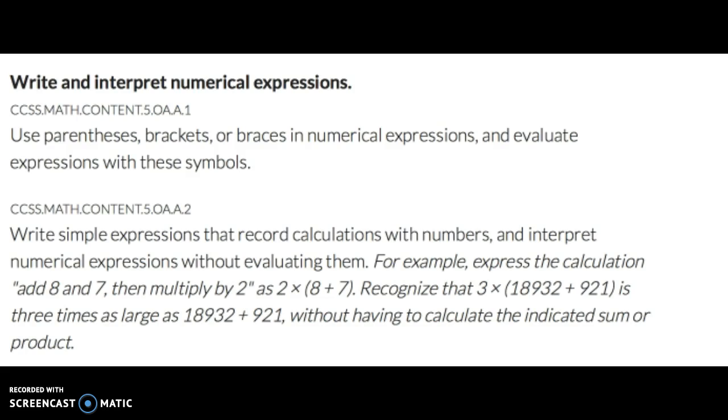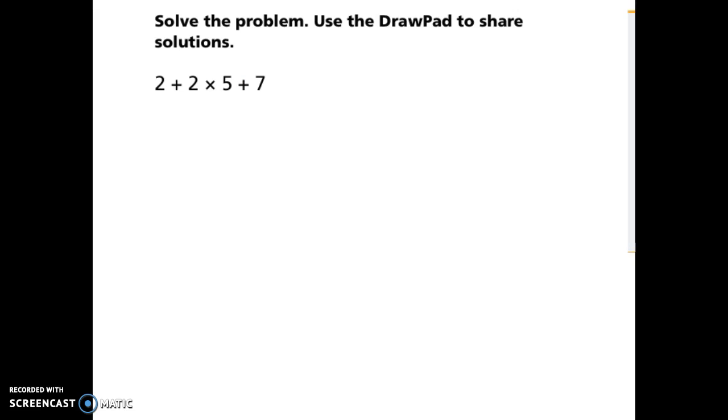Now, let's get to our Pearson lesson to practice this skill. All right, we have a problem, 2 plus 2 times 5 plus 7, that we need to work to solve. This problem does not have any parentheses, it does not have any brackets, so we need to keep in mind which order of operations we need to solve for first. We know that we should solve multiplication and division before addition and subtraction. So 2 times 5 should be solved first.